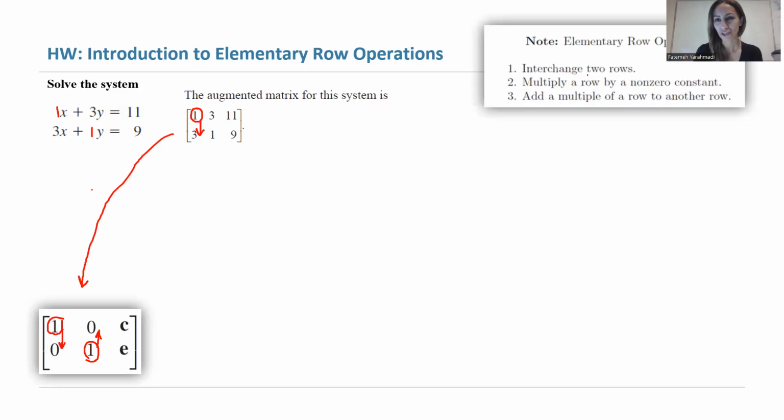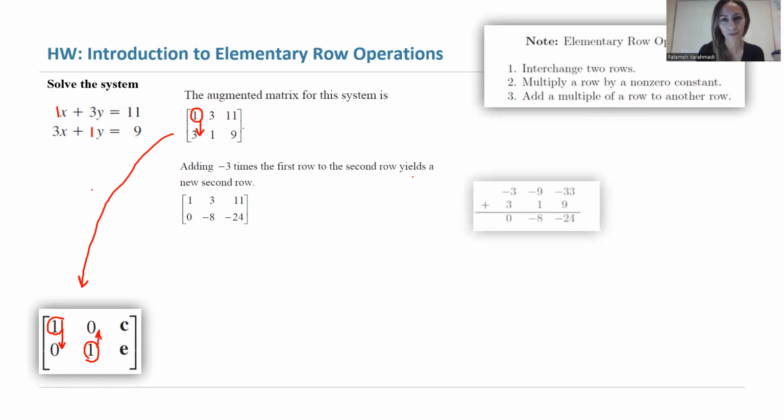You can interchange two rows. You can multiply one row by a non-zero constant. You can add a multiple of a row to another row. So what are we going to do? We're going to multiply the first row by -3 and add it to the second row. Take a look. Adding -3 times the first row to the second row gives us the following matrix.